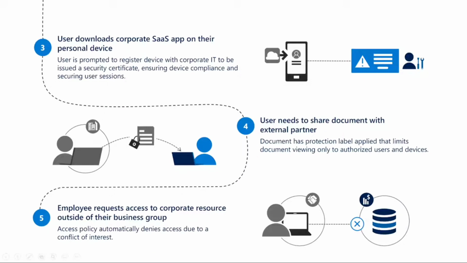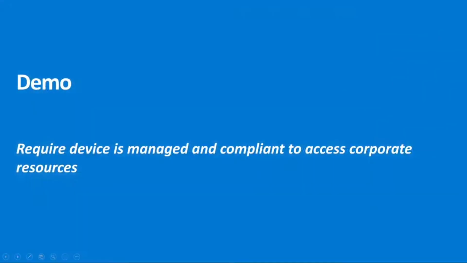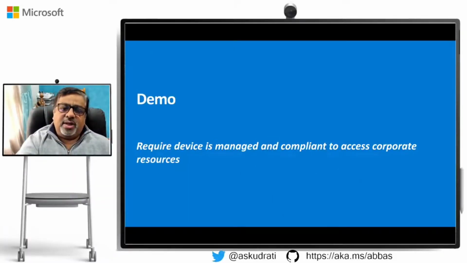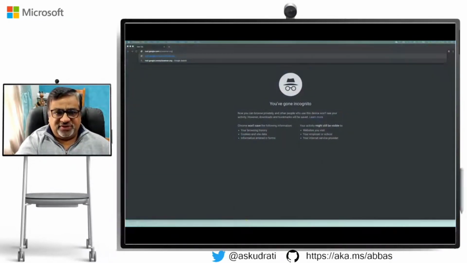An employee is also trying to request resources outside their business group. So out of these 5 scenarios, we'll look at 3 or 4 based on how much time I have. Okay, let's go for the first one. In this particular case, we will look at an employee who requires a device which has to be managed and has to be compliant according to the company policy. Okay, so that's our first instance.